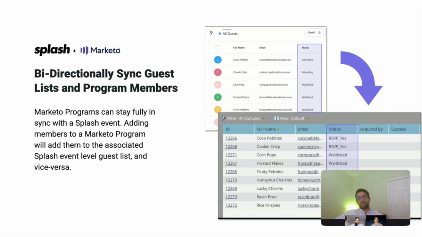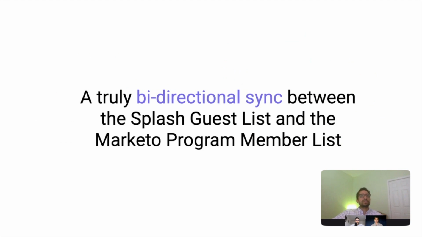So it's very important, and really it's truly a bidirectional sync between the Splash guest list and the Marketo program member list. If you make some program level changes in Marketo, those will not sync down to Splash. We do have an update trigger from Splash event updates into Marketo, but that component is not bidirectional. So with that, we'll jump into a quick recap.